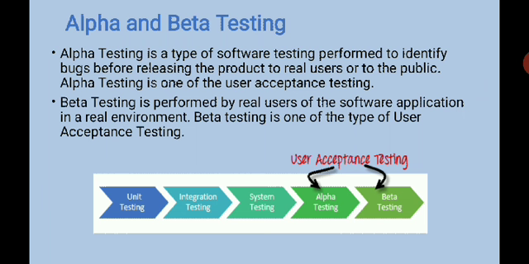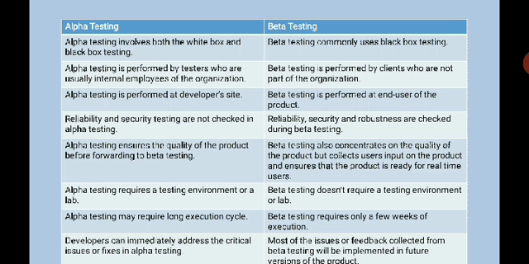Alpha was at the developer side, or I would say the tester side or the company side. So this is how you do unit, you do integration, you do system, and you have alpha and beta testing, right? So usually the difference between the two comes up. See how we can differentiate them.